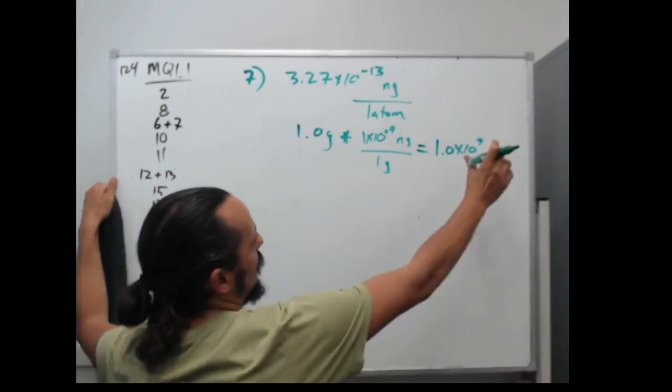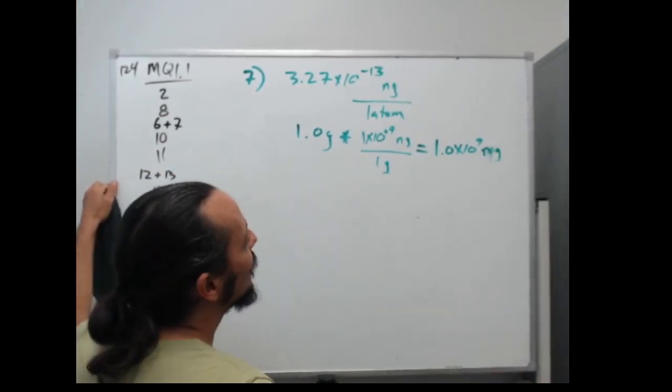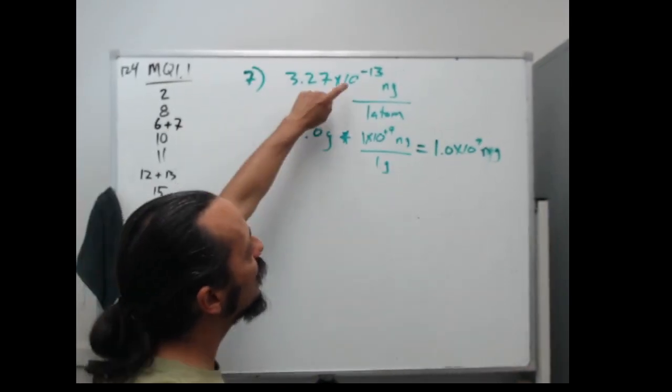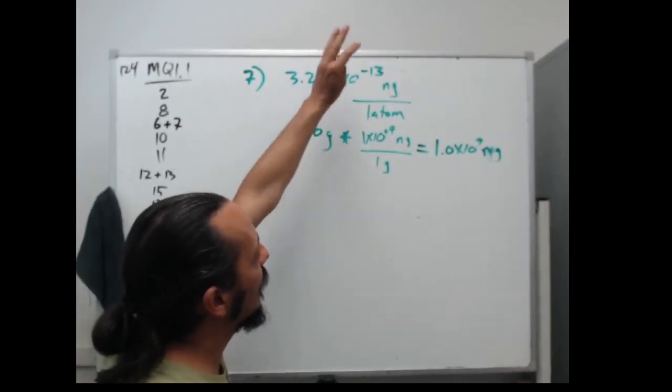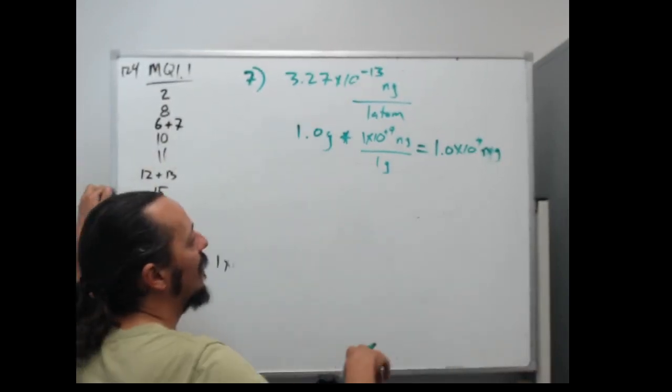Sorry, nanograms. That was the whole point of what we just did. So we've got this in nanograms, and again, I could have converted this to grams, and I could have had an extra minus 9. That'd give me a minus 22 for my mass. It's fine to do it that way.